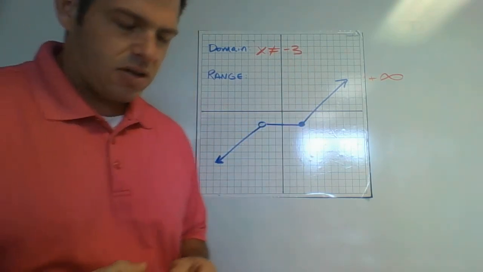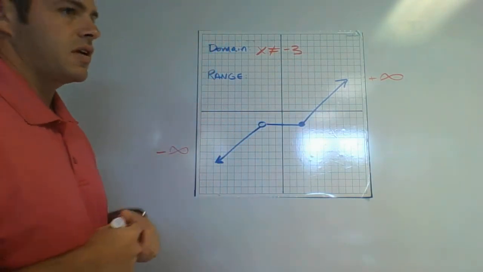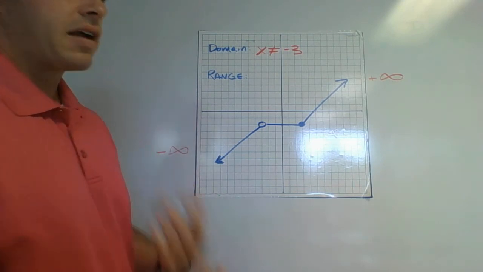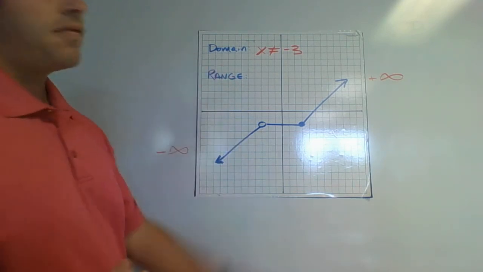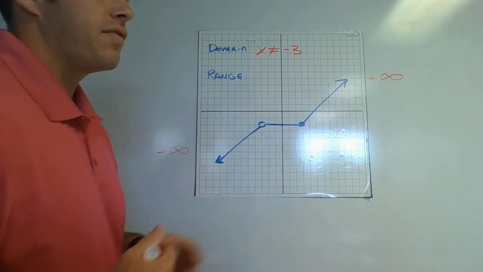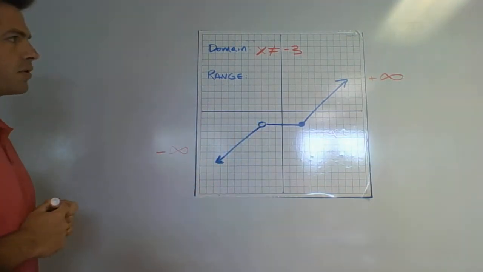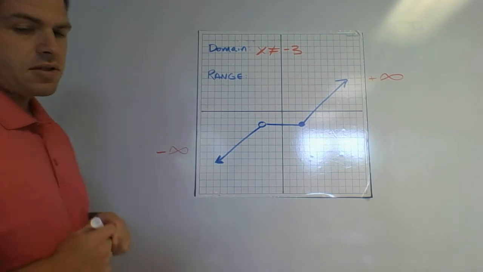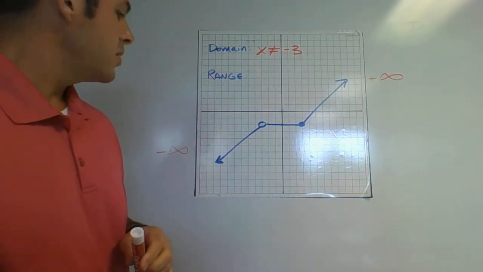Everything else here is available to us. We could have an x value of 100 or negative 5. All right, but I can't have an x value here of negative 3. There is no point on this graph that would have an x value of negative 3.